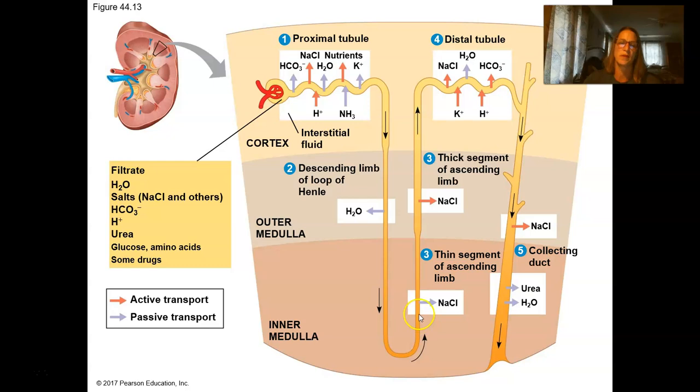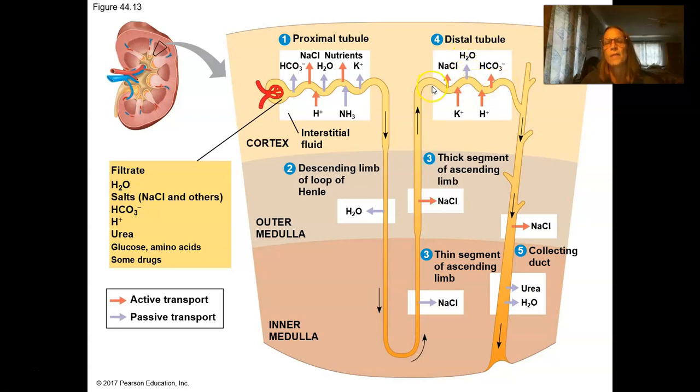On the way back up, this ascending loop of Henle is impermeable to water, but it's permeable to salts, and so the body is going to reclaim a bunch of salts, which it needs, through the ascending loop of Henle. And then here's the distal tubule, where there's a lot of active transport. The blood is secreting potassium and hydrogen ions into the tubule. It's pumping out salts and bicarbonates, and water is passing passively.